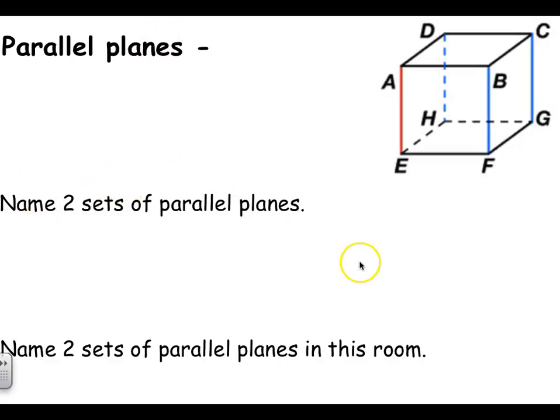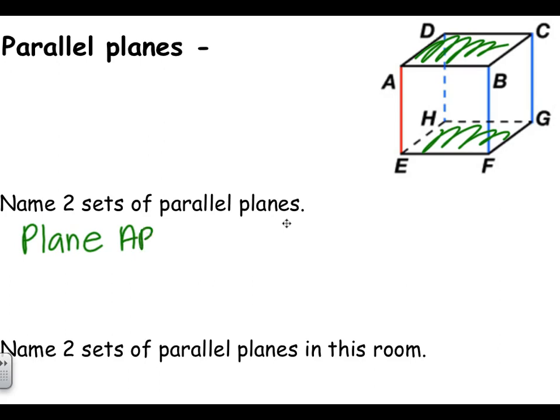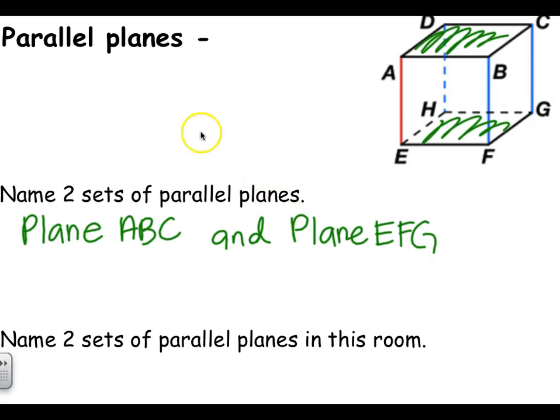Parallel planes. So they're like parallel lines, except they're planes. So name me two sets of parallel planes. So I can say the top and the bottom. Those are going to be parallel. They're never going to touch. So give me one way to name the top. I could say ABC. Give me one way to name the bottom. We could say plane E, F, G. Again, there are so many different ways to name the plane, so you could have named it a different way and gotten the correct answer.